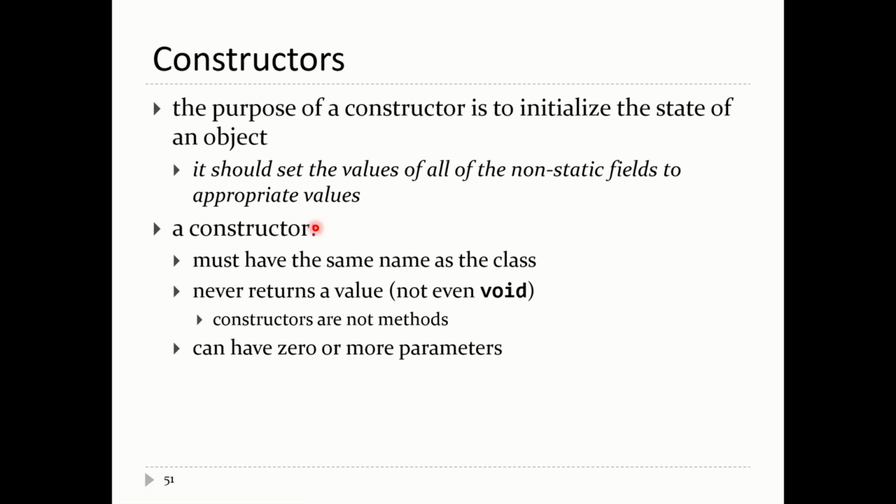When you implement your constructor, there are some relatively simple rules for now. The name of your constructor is the same as the name of the class. If you give it a different name, that's an error. Your constructor does not return a value, not even void. So constructors are not methods. They look like methods, but they're not methods. Your constructor is allowed to have parameters, zero or more.